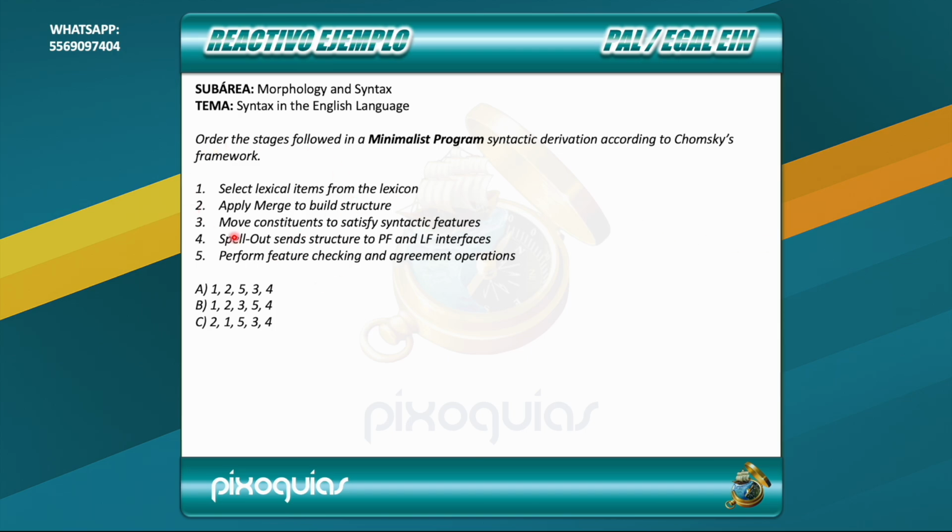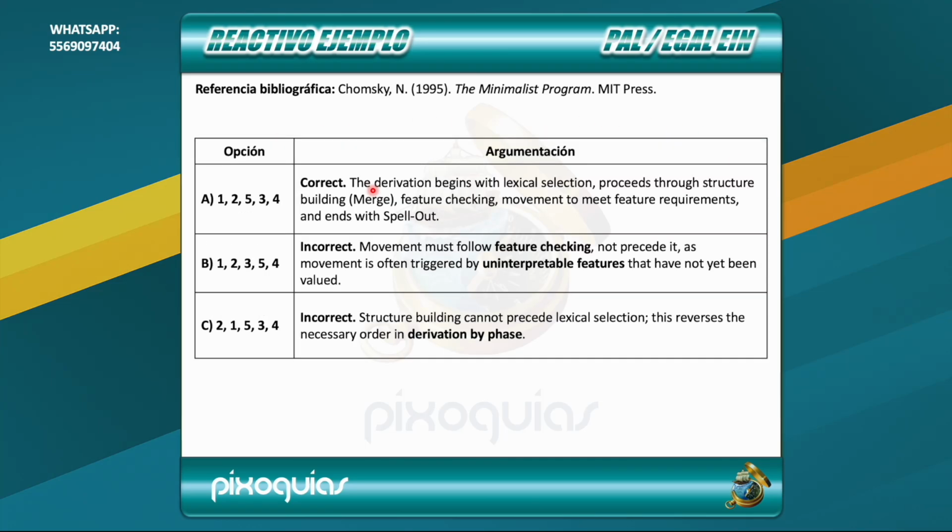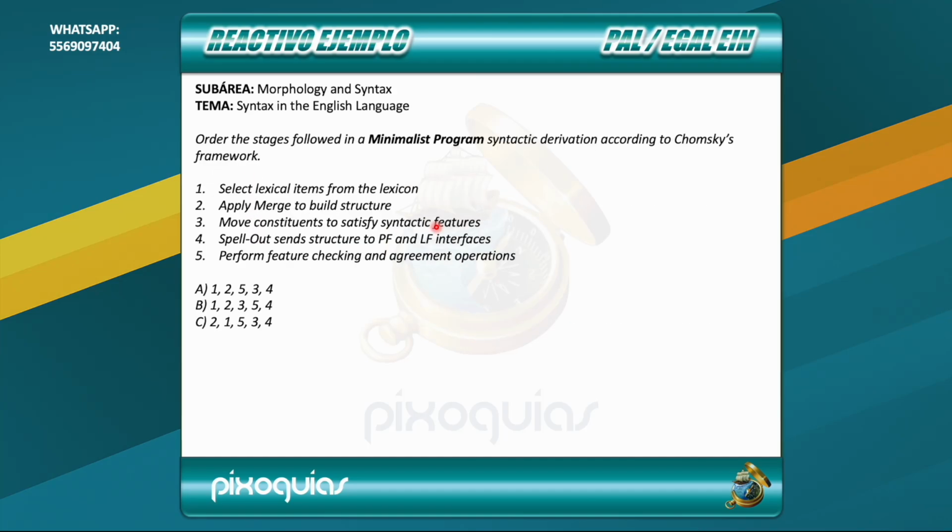This exercise is also from the topic Syntax in the English Language. Order the stages followed in a minimalist program syntactic derivation according to the Chomsky framework. The correct answer is A. 1, 2, 5, 3, 4.